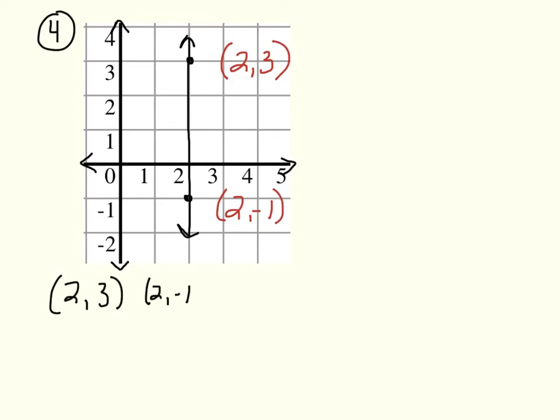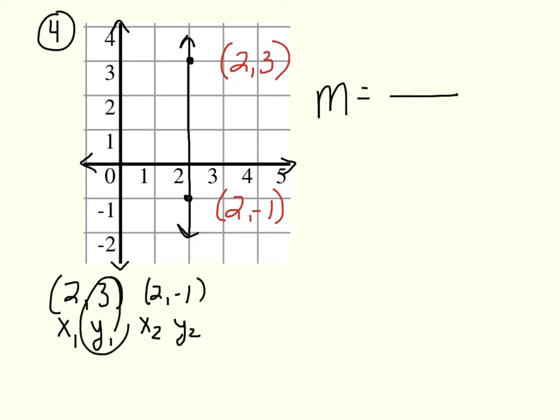(2, negative 1). I'm going to call that x1, y1, x2, y2. I'm going to subtract my y's on top, so that's this one and this one. So y2 minus y1, and on bottom I subtract my x's, x2 minus x1.